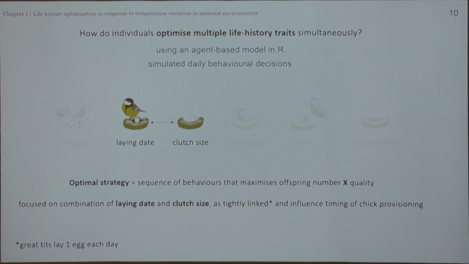And of all the behaviors, I focused on what's the optimal combination of laying date and clutch size that maximize fitness under a given environment. And I focused on these two key traits because they are tightly linked and influence the timing of chick provisioning in great tits. Because great tits lay one egg each day, and that means that a larger clutch of eggs needs to be started earlier on in order to reach the same hatch date. And as we discussed, it's very important that they time their reproduction correctly during the period when caterpillars are available.